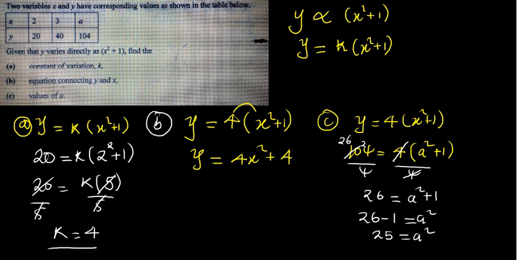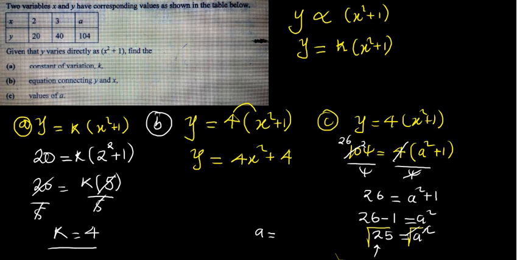And then from here we are going to now square root both sides because we just want to remain with a, not a squared. What's the square root of 25? We know that the square and the square root are going to cancel out. So what's the square root of 25? 5. But not just 5. It is positive and negative.